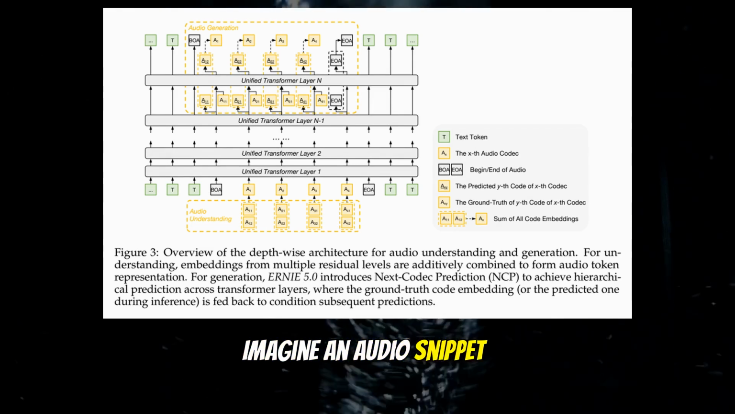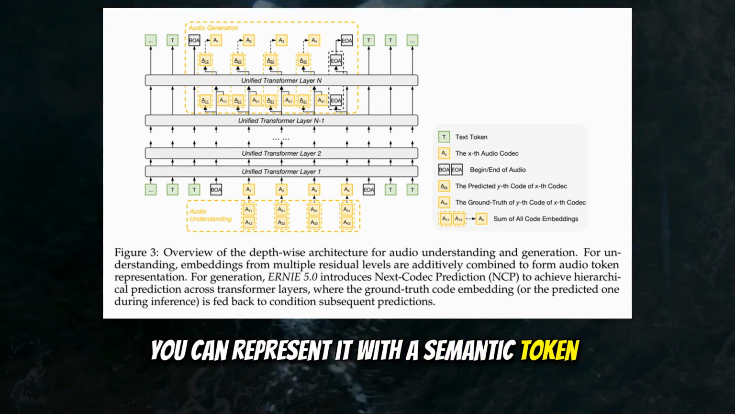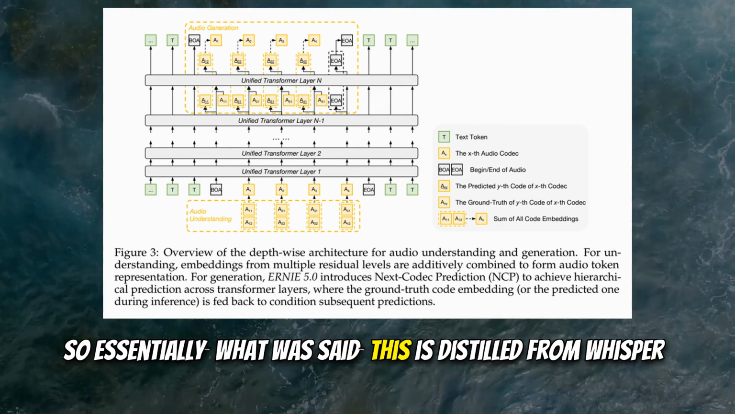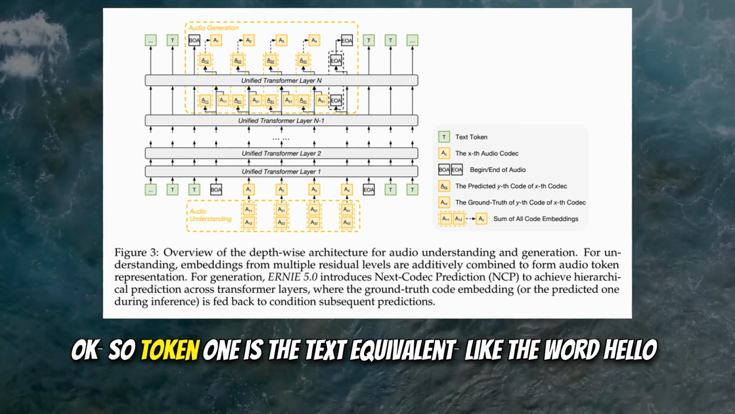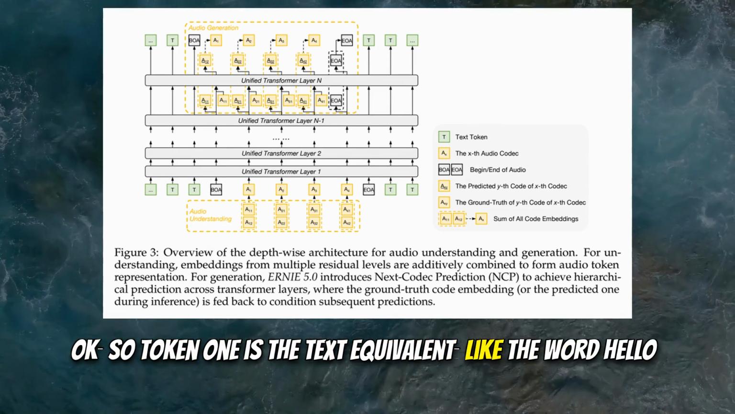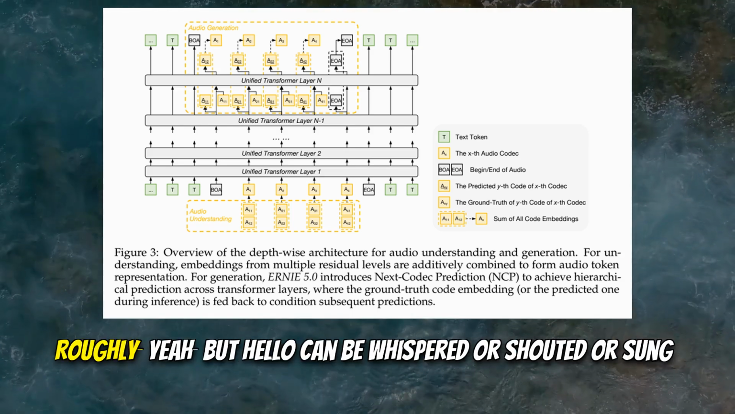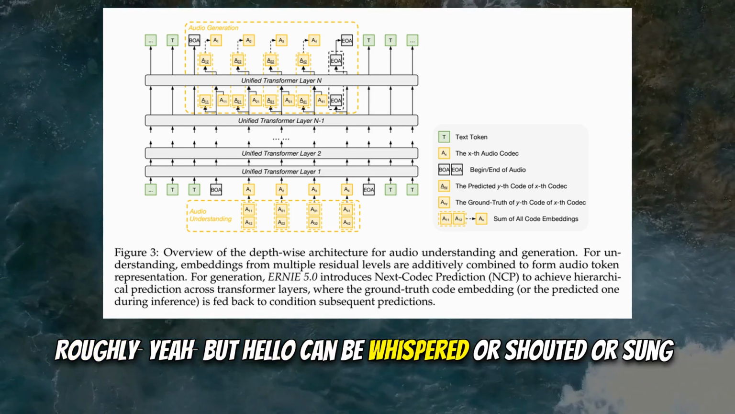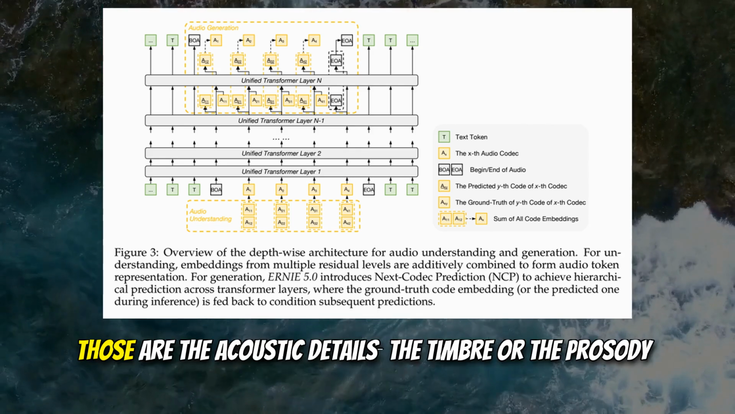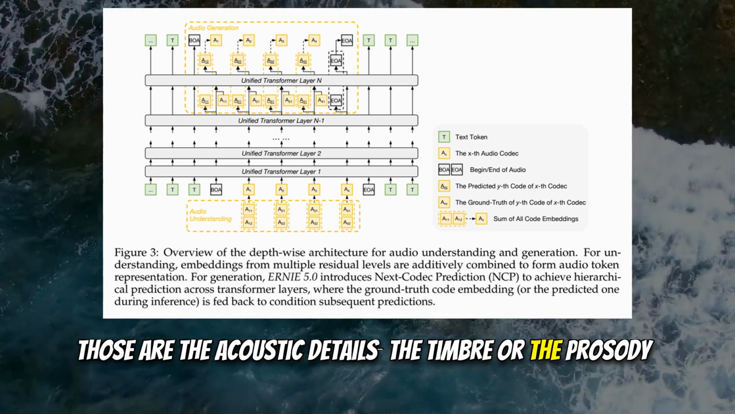Imagine an audio snippet. You can represent it with a semantic token. So essentially what was said. This is distilled from Whisper. Okay, so token 1 is the text equivalent, like the word hello. Roughly, yeah. But hello can be whispered or shouted or sung. Those are the acoustic details, the timbre, the prosody.